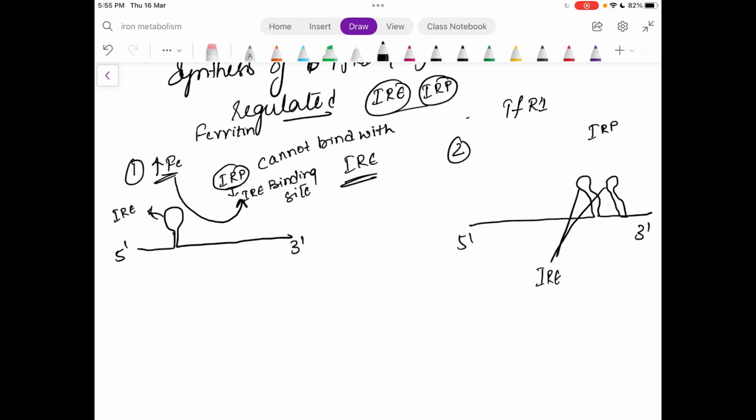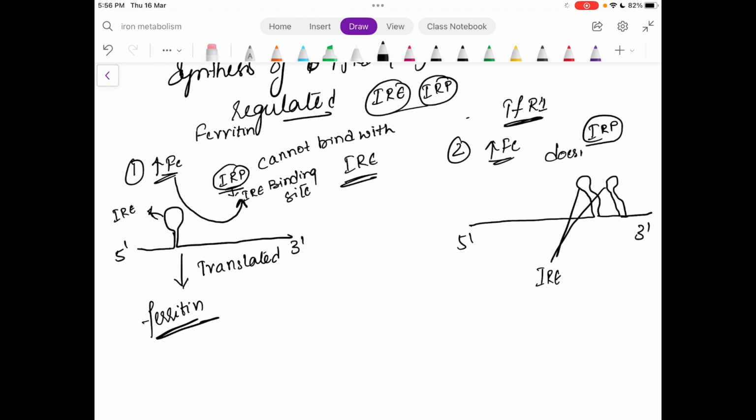Iron levels are increased. What will happen here? Whenever IRP is not binding with the IRE, this mRNA will be translated and we get a protein called ferritin, which helps in storage of iron in high iron conditions. What happens at the TFR1 receptor site? Whenever iron is increased, IRP does not bind to IRE.